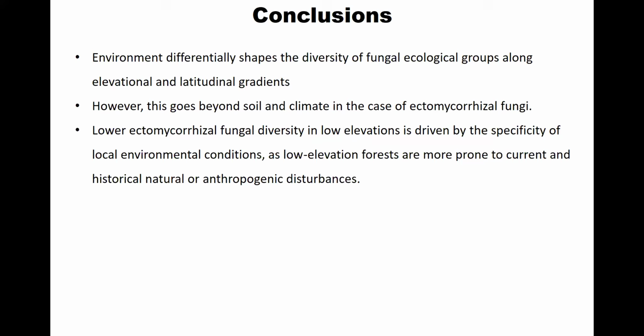We, for example, know from Kilimanjaro, from Kenya, that butterflies are showing a very similar pattern when there is a high pressure of humans on the lower elevations, and they are also showing this mid-domain effect that is unexplainable by other factors than basically the human activity. Besides this, just to conclude, we showed that the environment differentially shapes the diversity of fungal ecological groups along elevational and latitudinal gradients, however, this is not true for the ectomycorrhizal fungi.